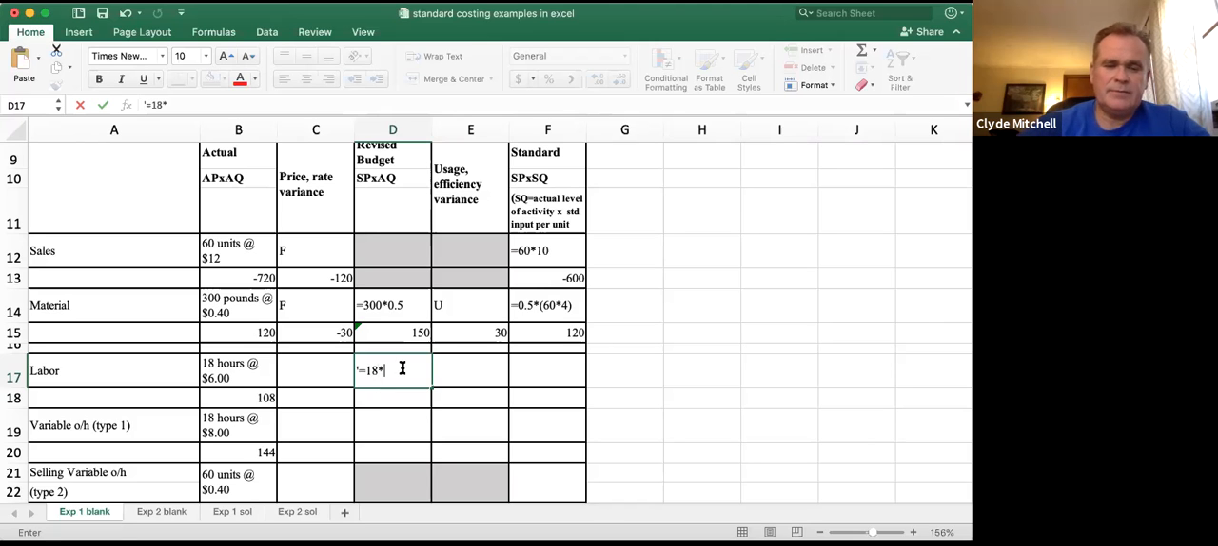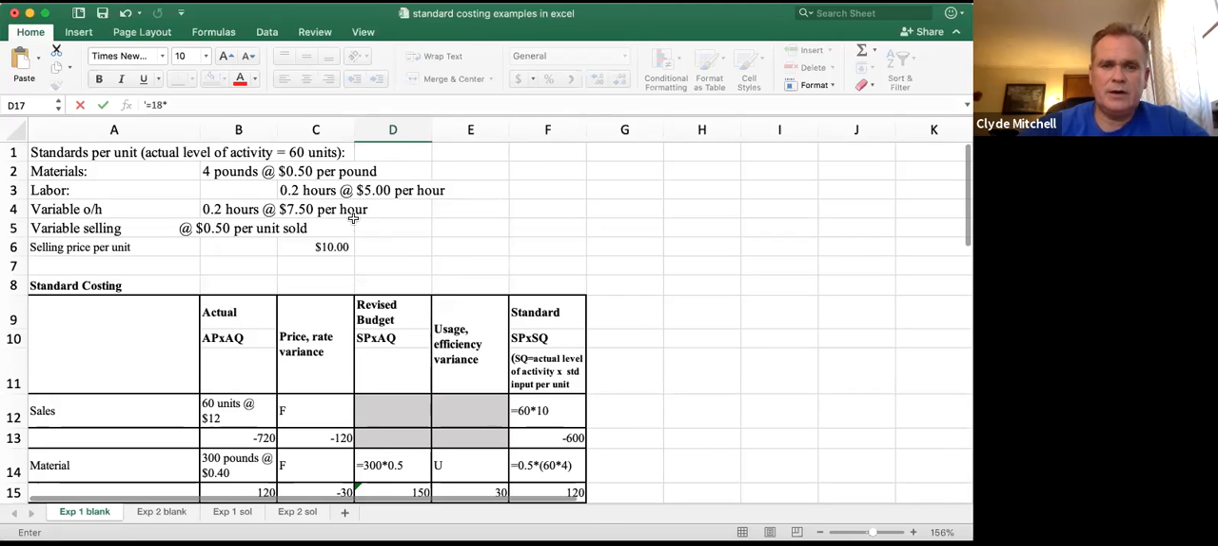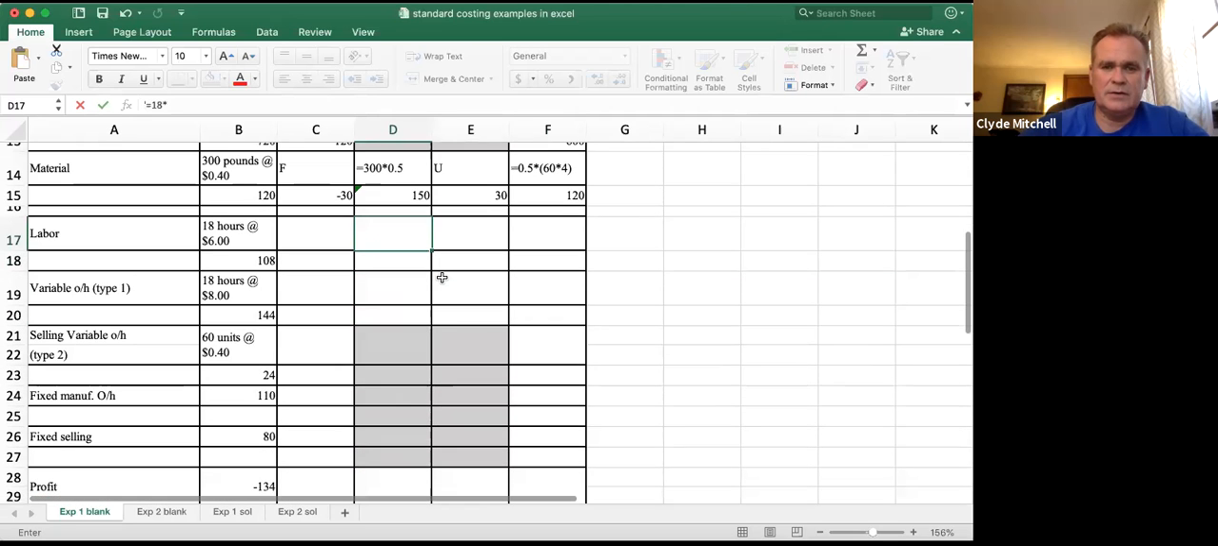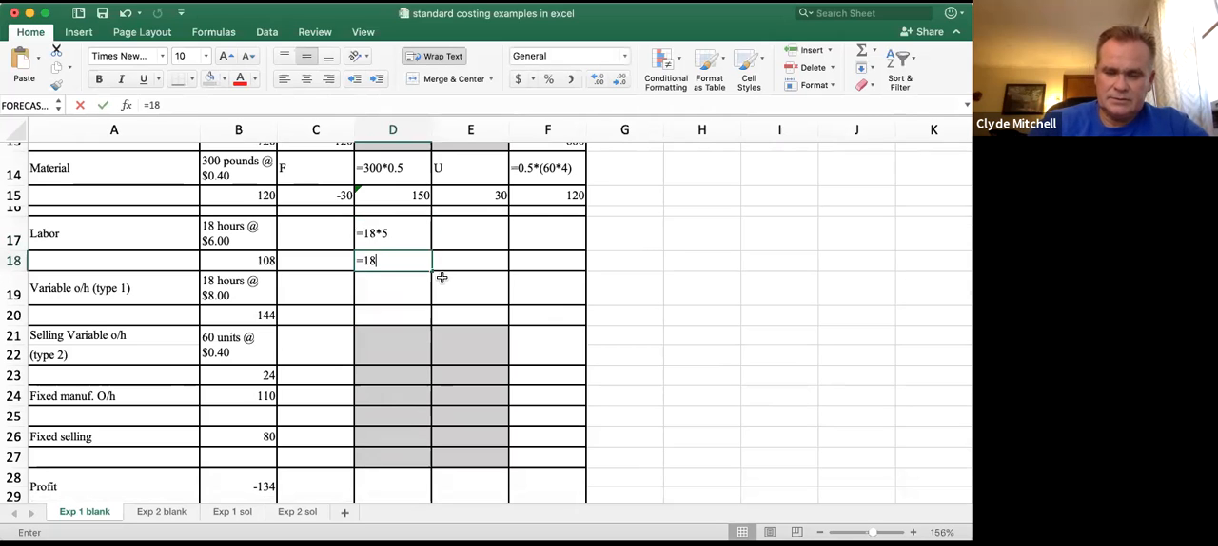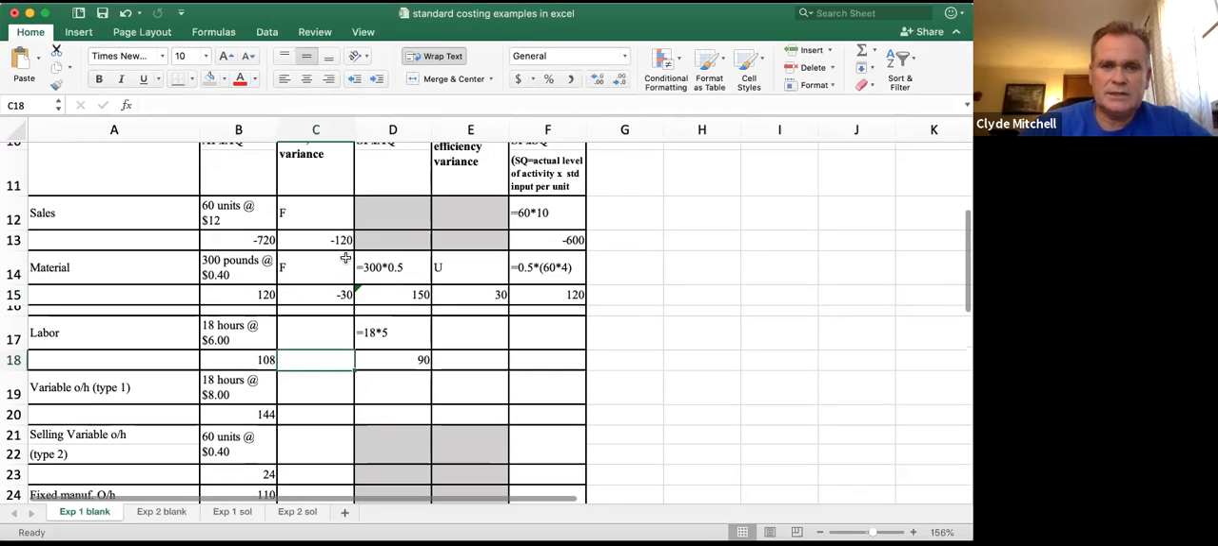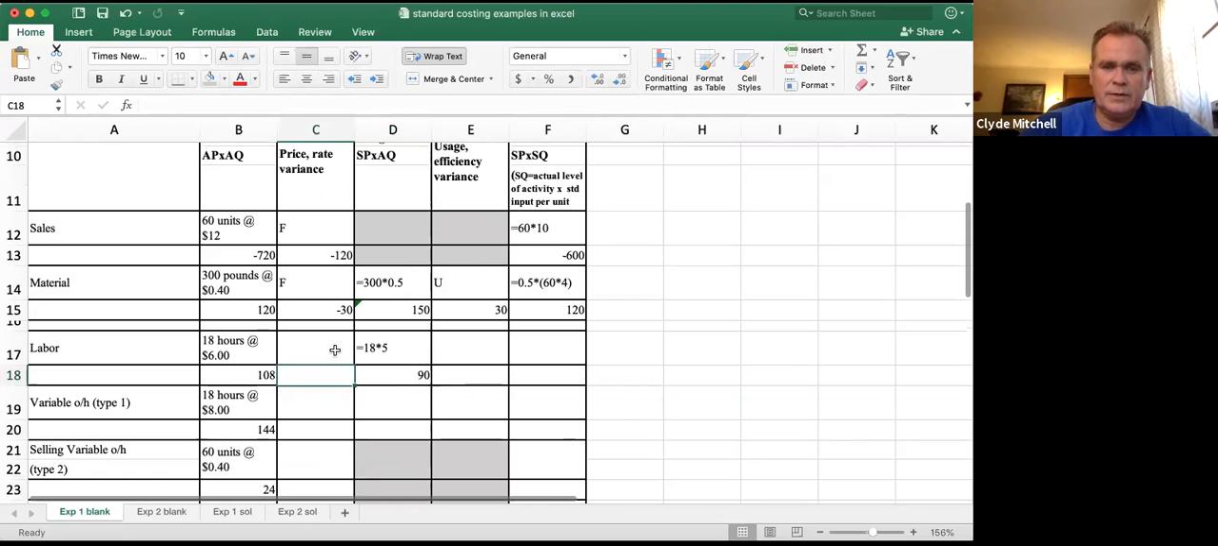And we should be multiplying that by the standard rate per hour, and the standard rate per hour was given as $5 an hour. So it's 18 times 5. Let's go work that out. That's 90. So again, to work out the difference, which in this case is our price or rate variance, we're going to take the actual minus what it should be. So we've got the 108 minus the 90, and it's 18. It's more than it should be, so that is going to be an unfavorable variance.